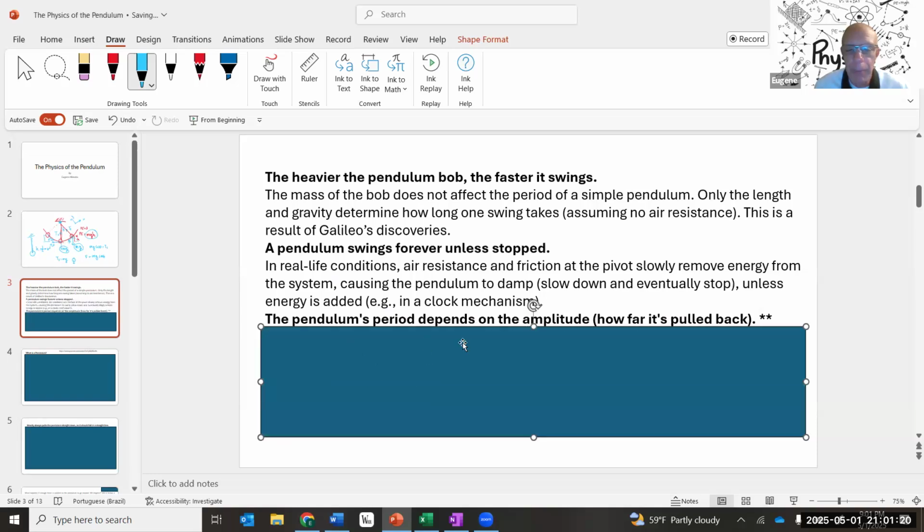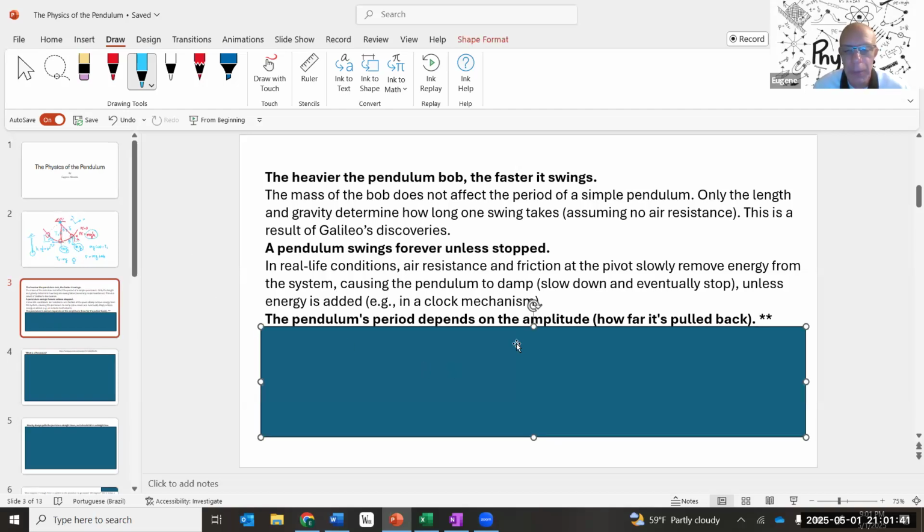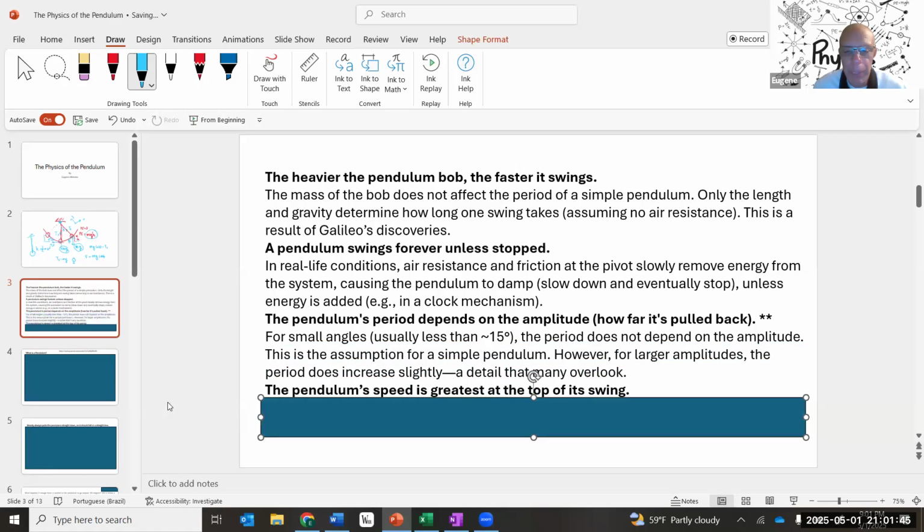So does the pendulum period depend on the amplitude, how far I pull back the pendulum? What do you guys think? No, because we tested it earlier. Yeah, we saw the experiment. It didn't work, right? So the pendulum speed is greatest at the top of the swing.